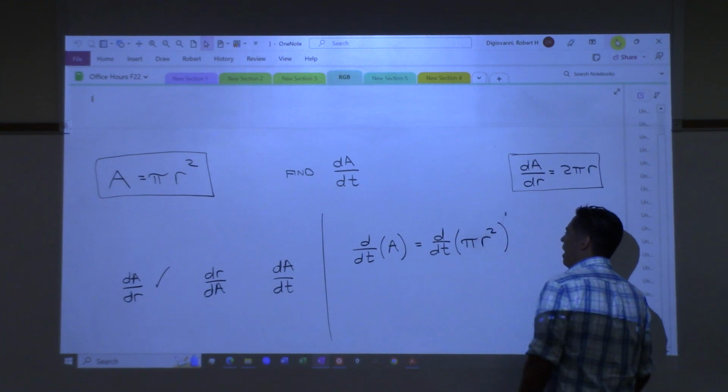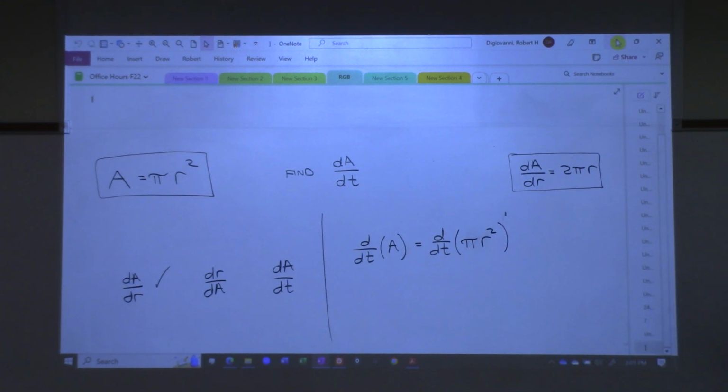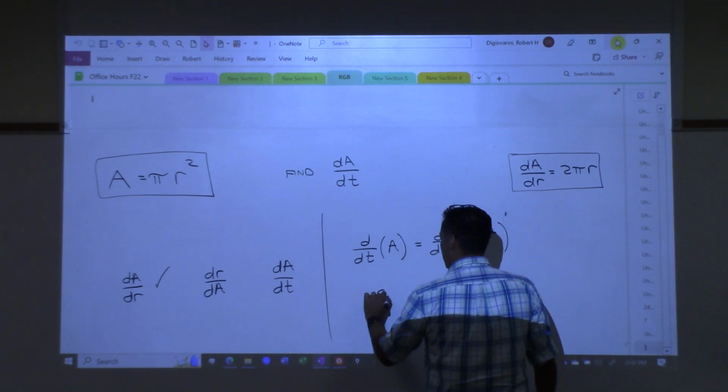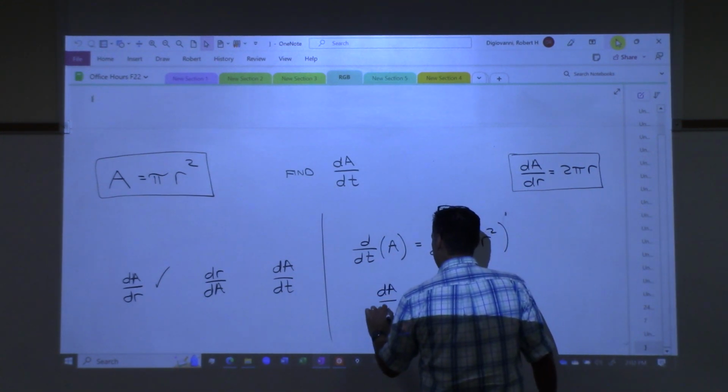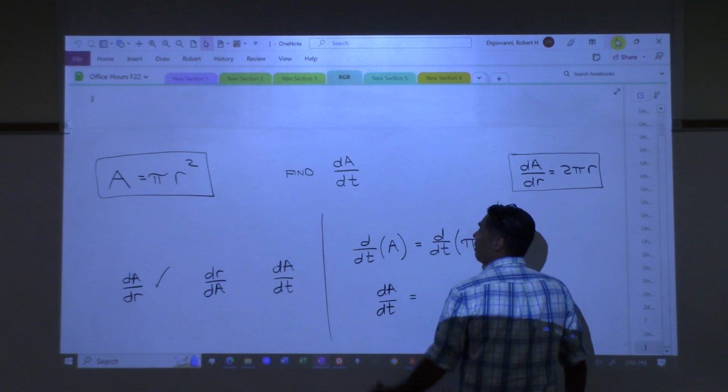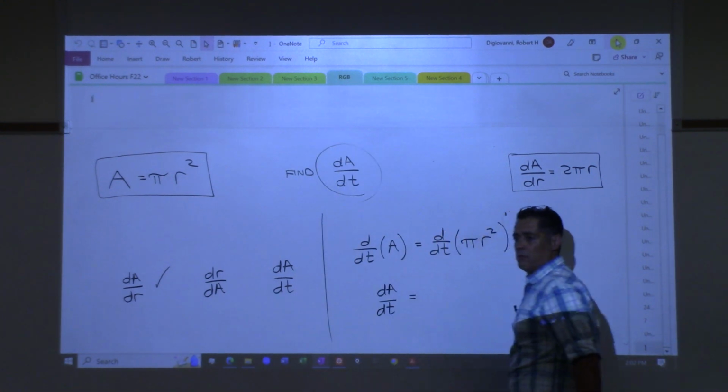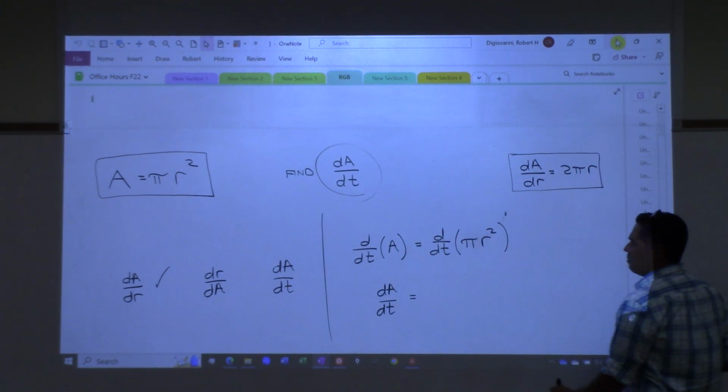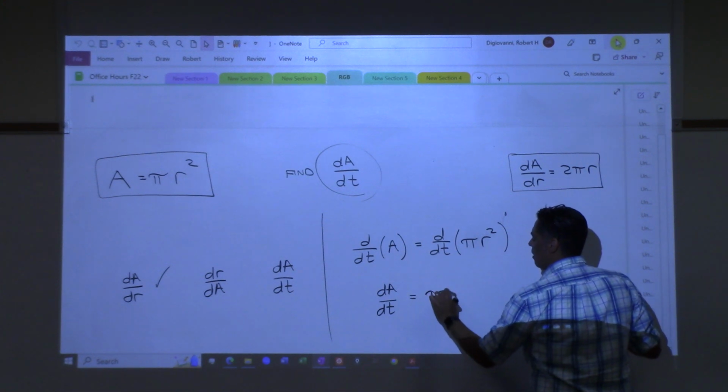And then you take the derivative of that with respect to t. What is the left side? dA/dt, dA over dt. Hey, that's what I'm looking for. Great, there it is.